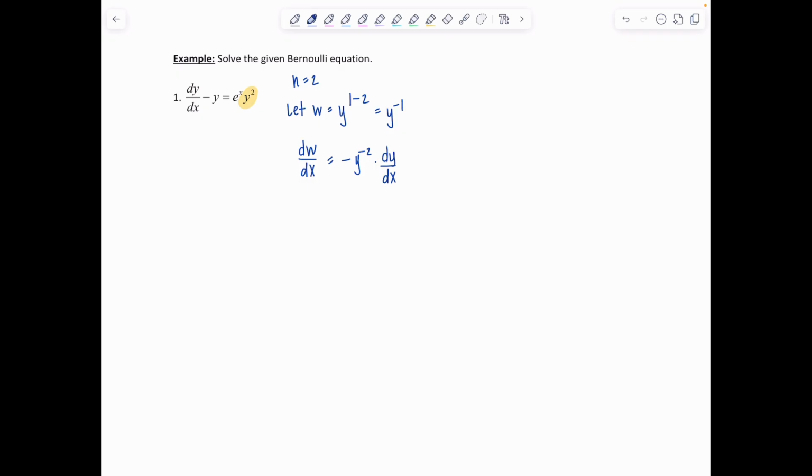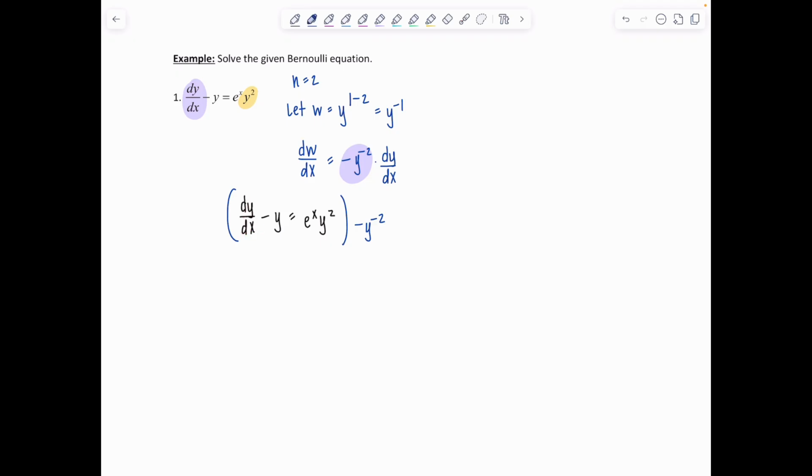Now what you do is you take a peek over here and you go, I want to make this match dw/dx. So what's it missing? It's missing negative y to the negative second. So let me just rewrite it. I'm going to go step by step this time, and then in the next example, we can skip a bit more. Okay, I'm going to multiply everybody through by negative y to the negative second because my goal is to have this first term here be dw/dx.